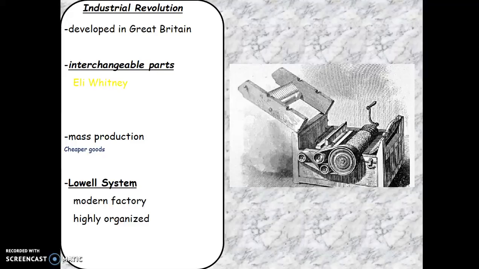The Lowell system, the first modern factory, highly organized. You guys have seen this your whole lives. How many of you have parents, family members that work in a furniture factory here in Caldwell County? That's the best example I can give you. You do specific jobs every day, all day. Instead of learning 20 tasks, you learn 2 tasks, and you get to be very fast at those 2 tasks.